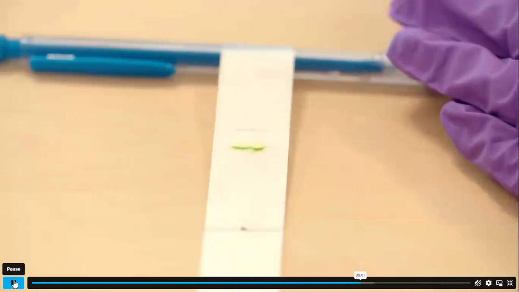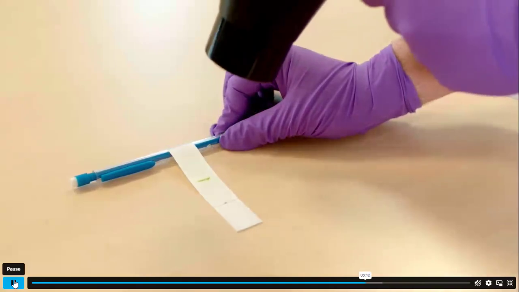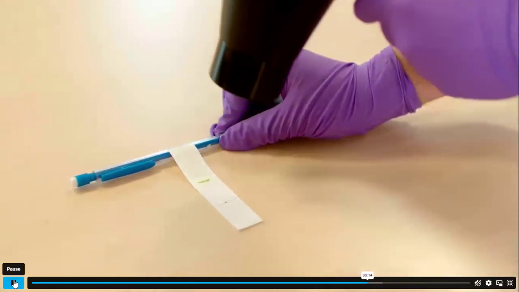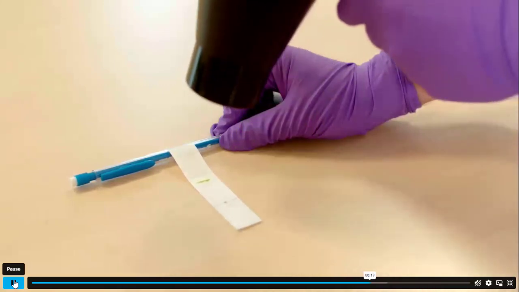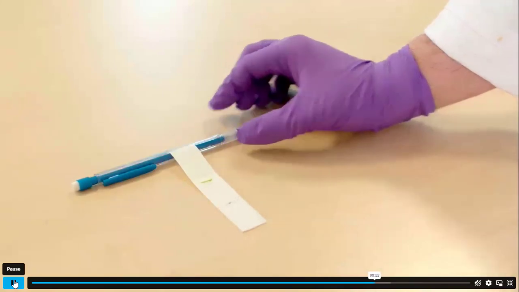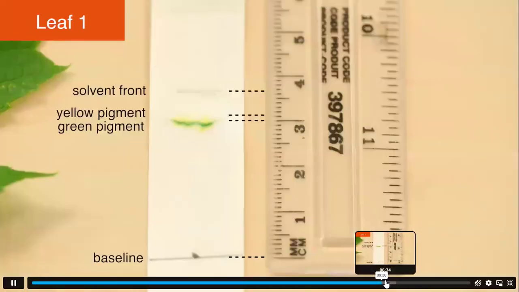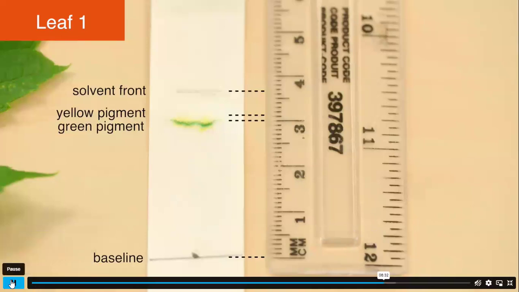Now to calculate the RF value, we have to measure the distances from the starting point till the green color or till the yellow color. In this way, we can find out the RF values. Right, so you can see the green and the yellow color. See how we can measure the RF value. This is a yellow pigment, this is a green pigment. We have to measure the distance for each, and then we can find out their RF values accordingly.